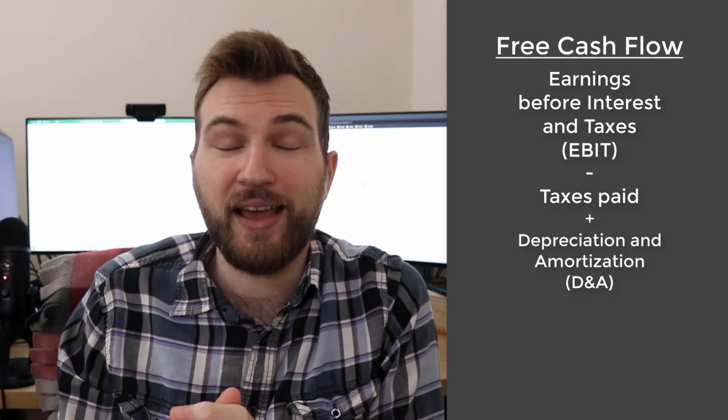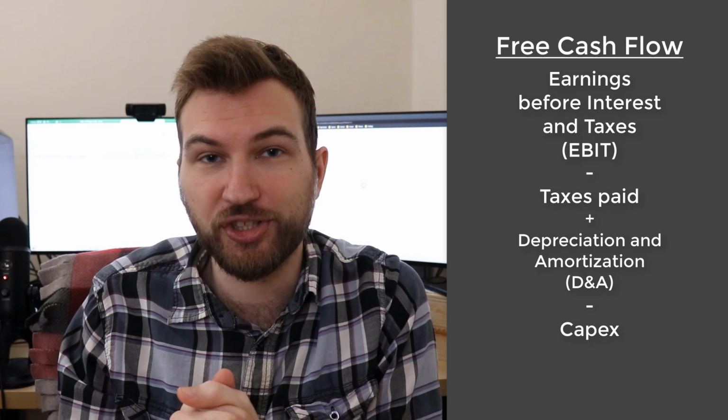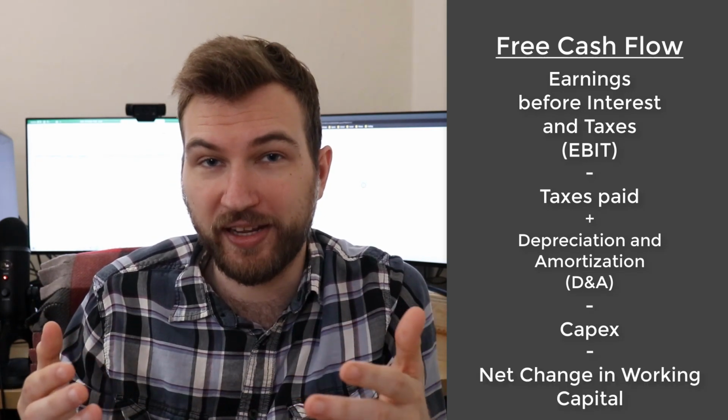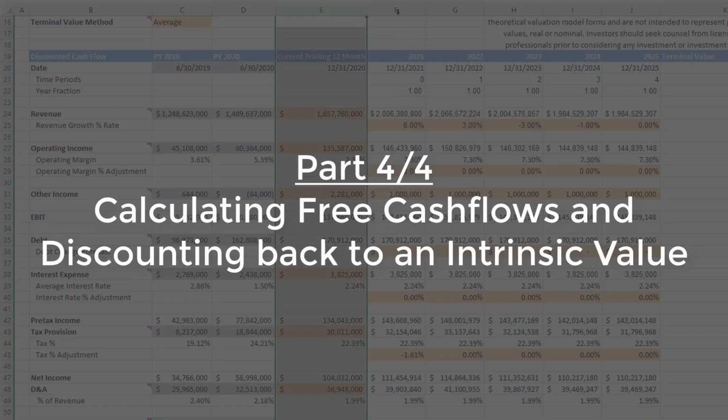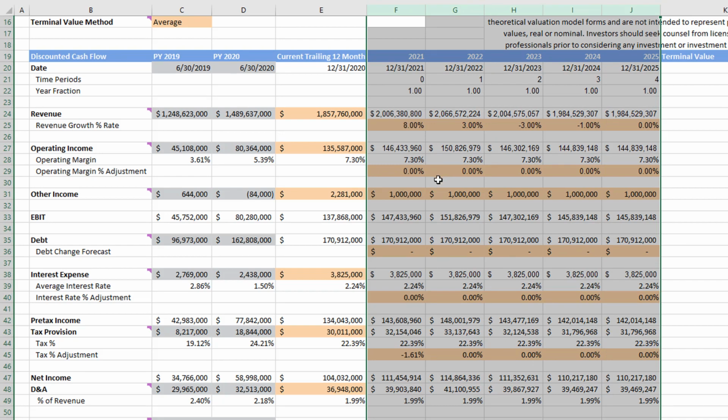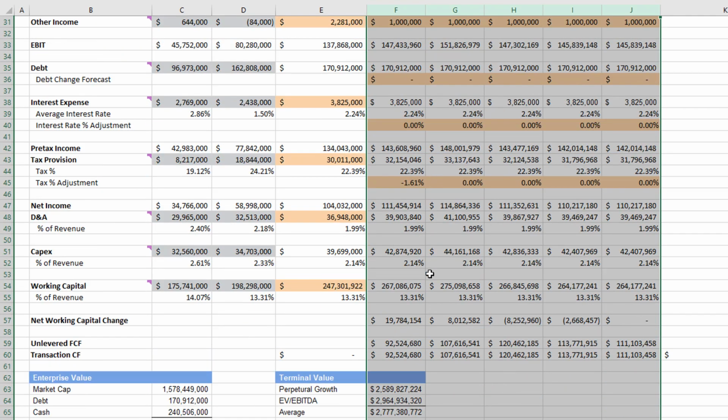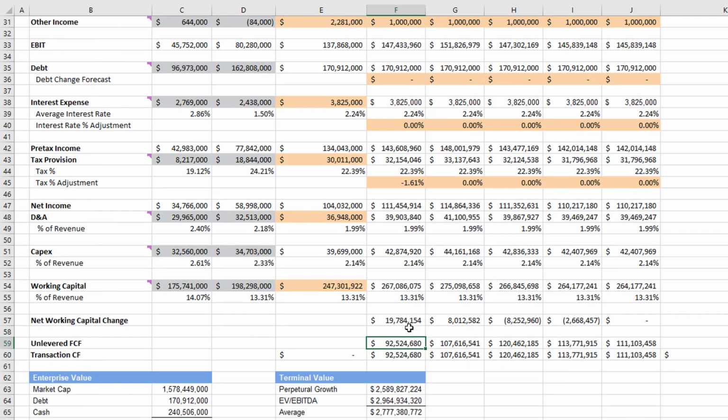To get to free cash flow, you start with EBIT, which is earnings before interest and taxes. Then you subtract out the taxes that you're paying because that's a cash outflow. You add back in depreciation and amortization because that's a non-cash expense. And then you subtract out CapEx, which is a cash outflow. And then lastly, you subtract out any increase in net working capital, which is current assets minus current liabilities. Starting point is column E, and then columns F through J are your projection years. So each of those projection years, you're coming up with the cash flow that you think the business is going to generate.